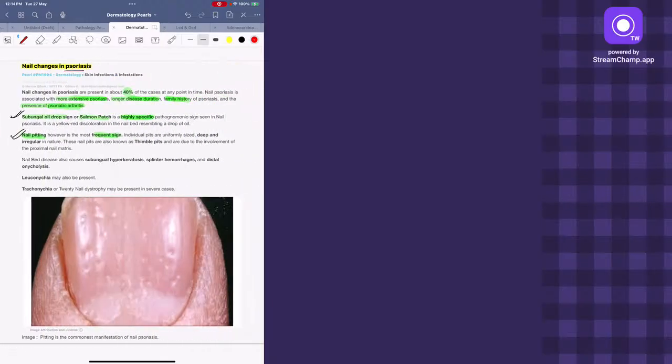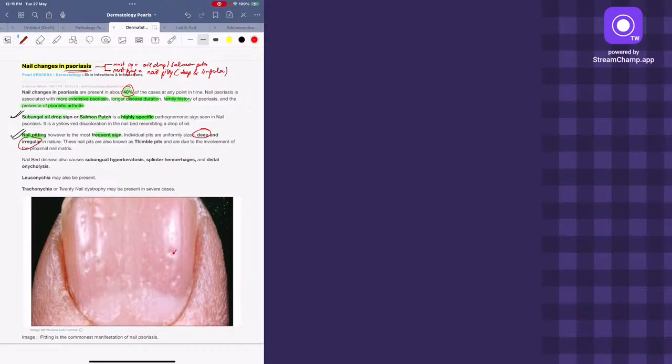Then we have nail changes in psoriasis. Nail changes in psoriasis are present in 40% of cases at any point in time. What is most specific in this? Most specific is oil drop and salmon patch, and most frequent is nail pitting, which is deep and irregular.